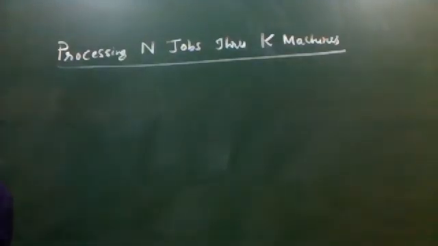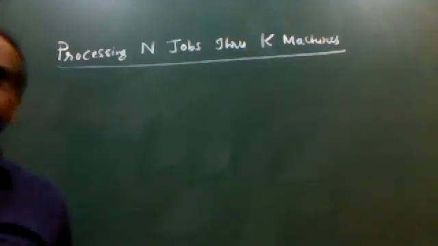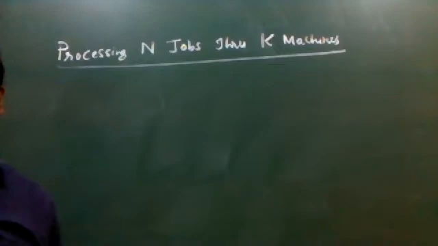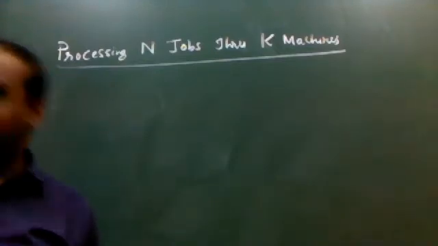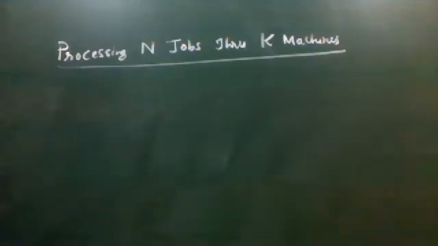More number of jobs, sir. And more number of machines, sir. Very good. Now, if you compare the previous two methods, the first method is processing n jobs through 2 machines. The second method was processing n jobs through 3 machines. Now we are talking about the third method, processing n jobs through k machines.